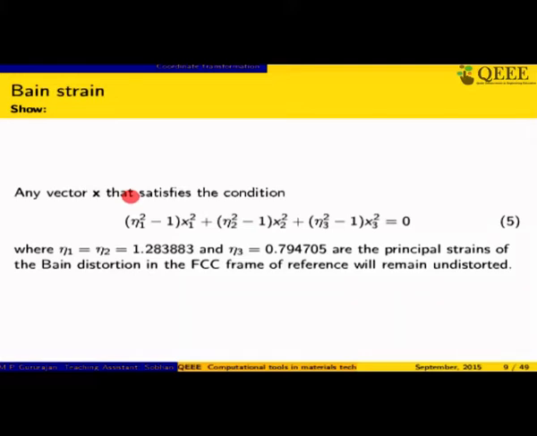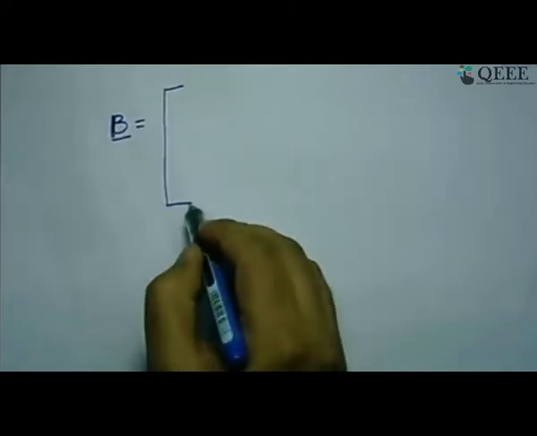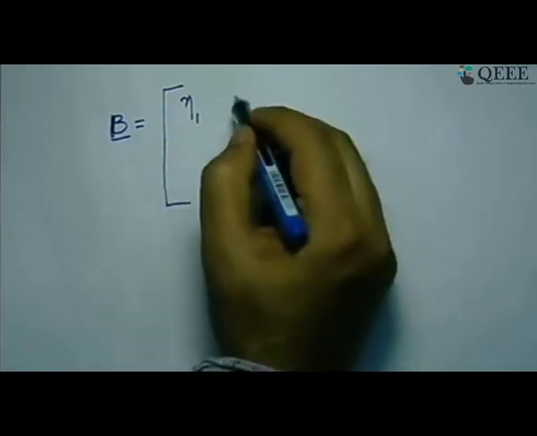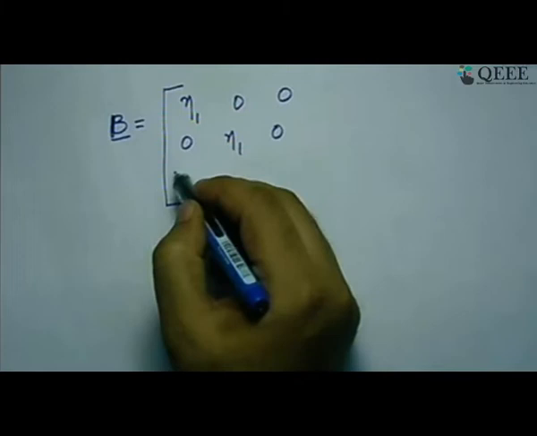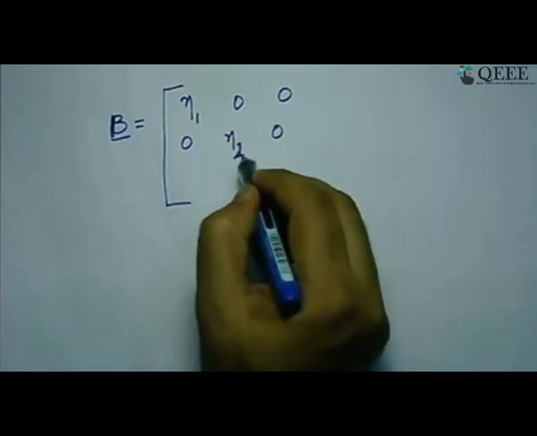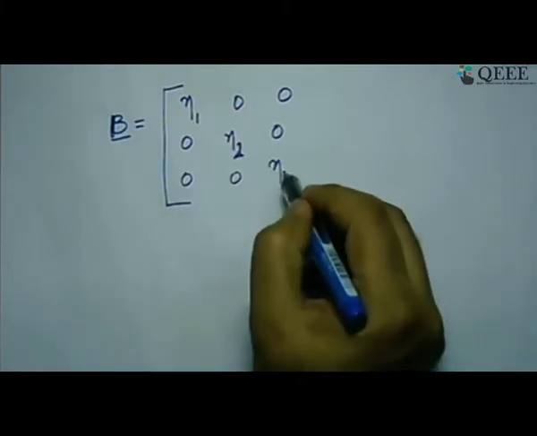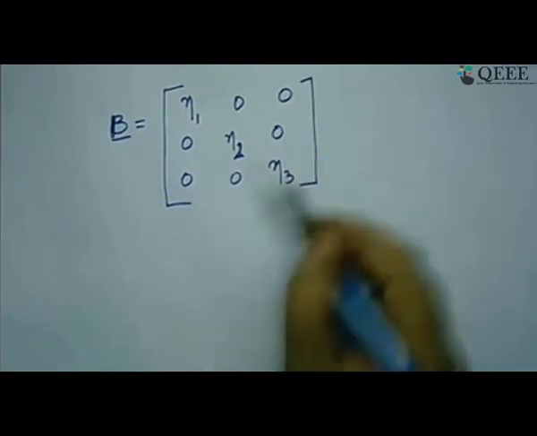It's fairly simple. You have already seen how we have done the computation, the numerical calculation. So what I'm going to do is do it analytically. Let me take the B matrix, and I said that it consists of eta 1 0 0, 0 eta 2 0, 0 0 eta 3. Okay, so this is the B matrix.